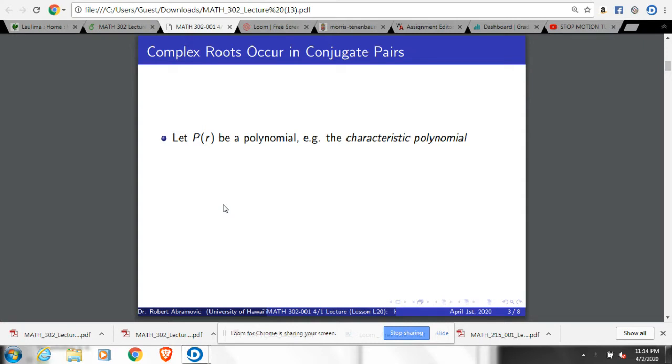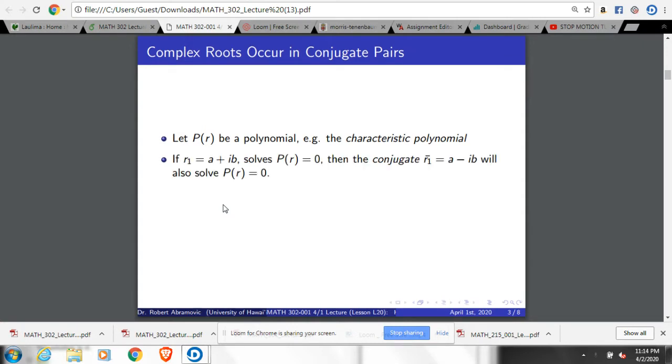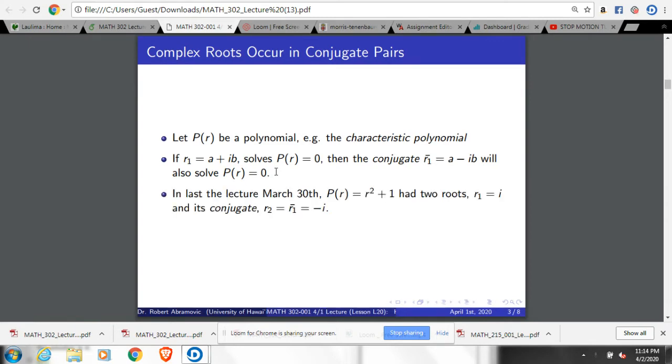So let's say we have a polynomial, say the characteristic polynomial. If a complex number a plus ib solves it, then its conjugate, replacing the second one with a minus ib, will also solve the equation p of r equals 0. Last time we saw r squared plus 1 had two roots, i and also the complex conjugate minus i. Here a was equal to 0, b was equal to 1. So 0 plus i and 0 minus i both solved r squared plus 1 equals 0. They are both roots of the polynomial r squared plus 1.